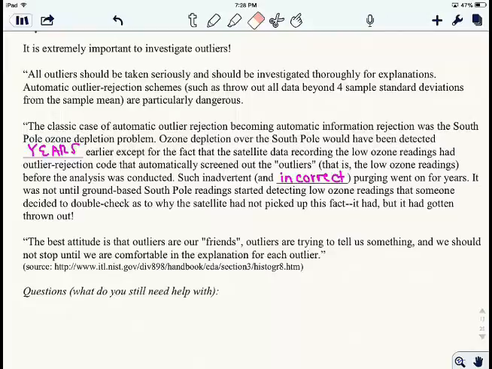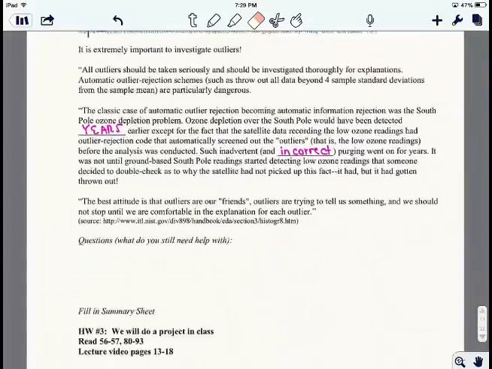And we want to say this: the best attitude is that outliers are our friends. Outliers are trying to tell us something, and we should not stop until we are comfortable in the explanation for each outlier. And yes, sometimes outliers are errors, but not always. Please fill in the rest of your notes.